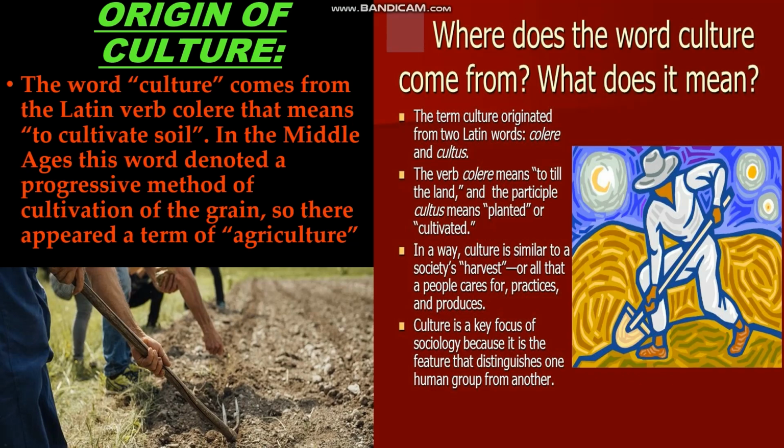And culture is a key focus of sociology because it is a feature that distinguishes one human group from another. Depending on culture only, we divide people, like they belong to this community or the other community. Depending on culture, we distinguish one human group from another. In the Middle Ages, culture was used to denote the progressive method of cultivation of grain. So the term agriculture appeared, and later on it was transferred to the culture of human groups.